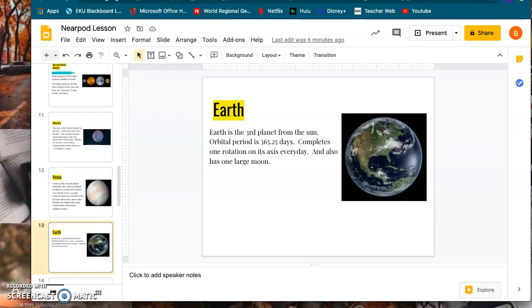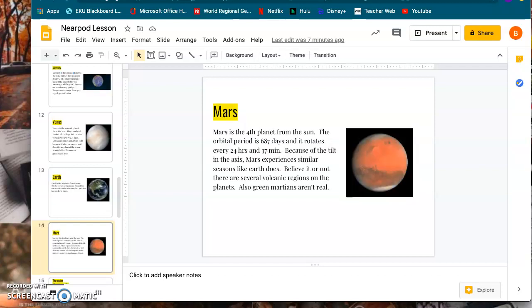Earth is the third planet from the Sun. The orbital period is 365.25 days, it completes 1 rotation on its axis every day, and it also has 1 large moon.